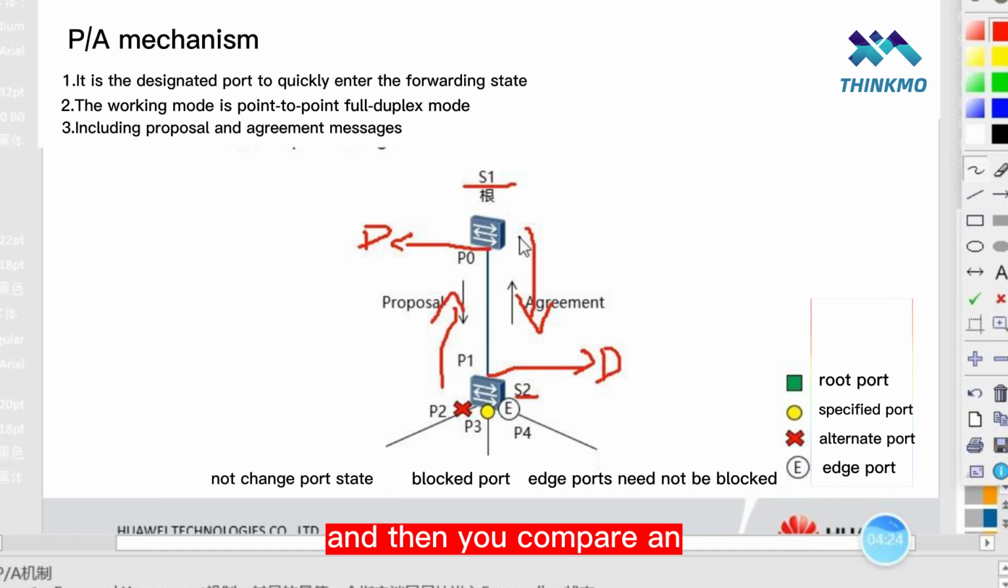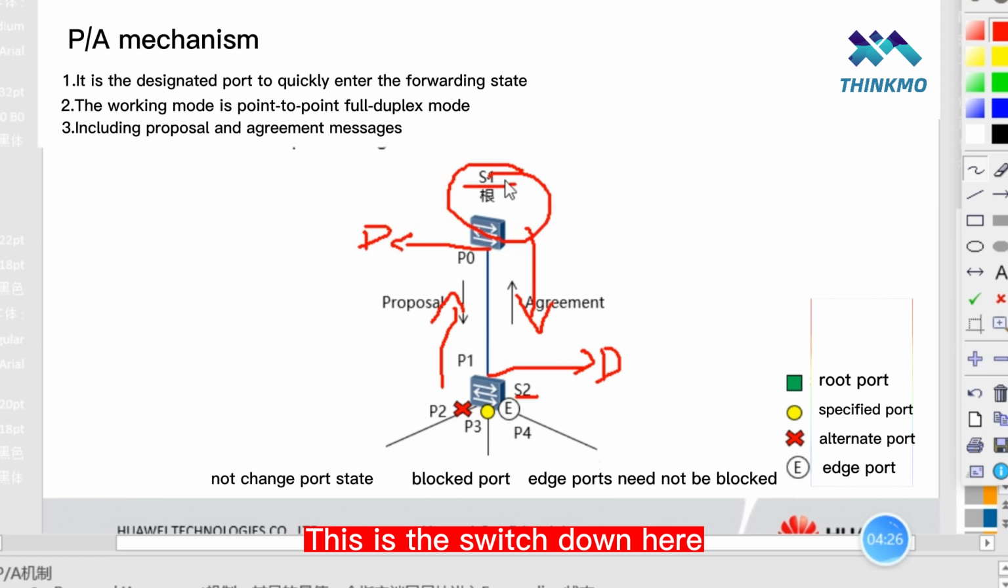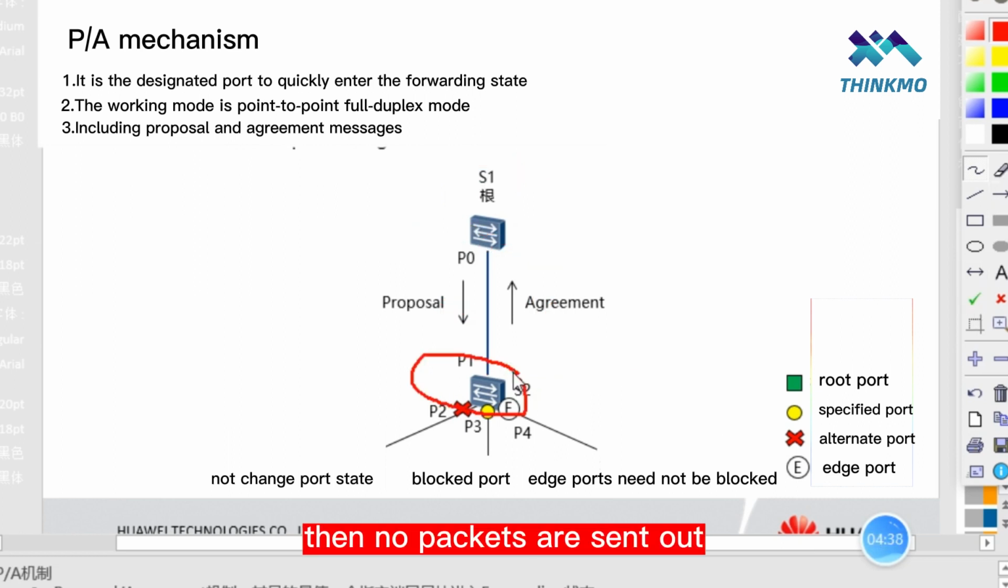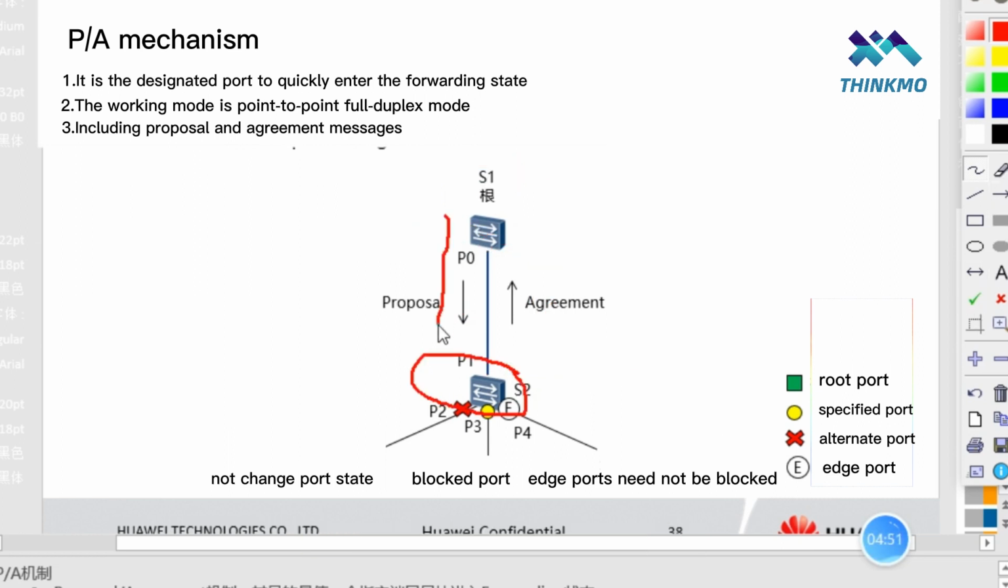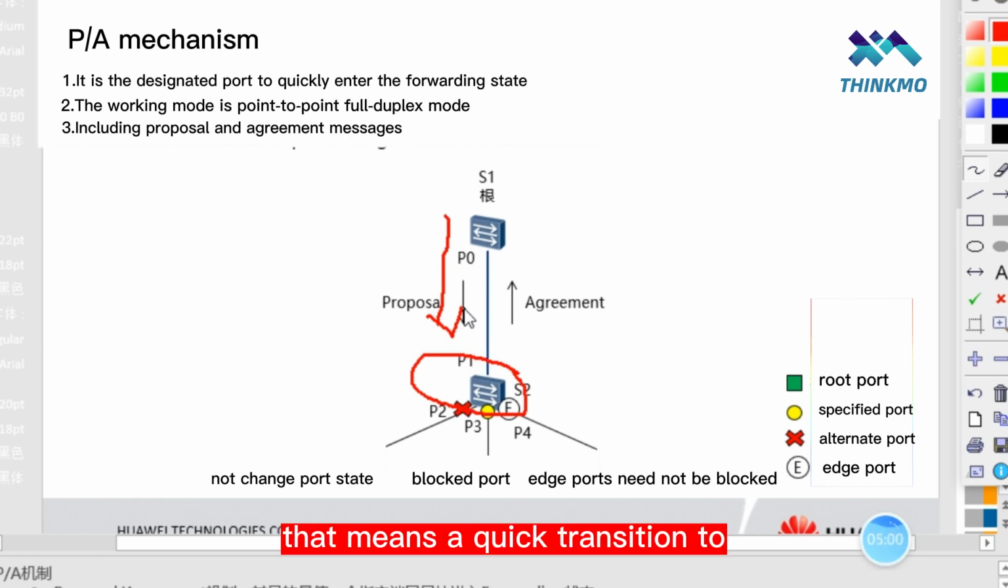And then you compare and you find that S1 is the root. This is the switch down here. Then no packets are sent out. It will wait for the S1 switch's proposal message, which requests quick migration. That means a quick transition to a forwarding state.